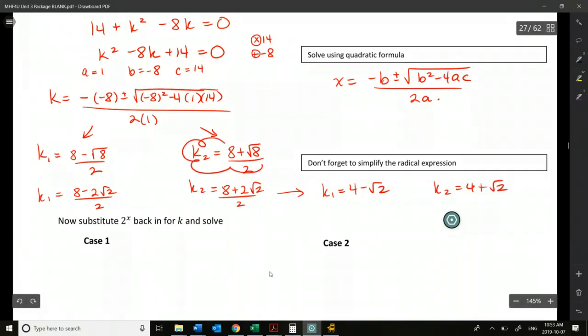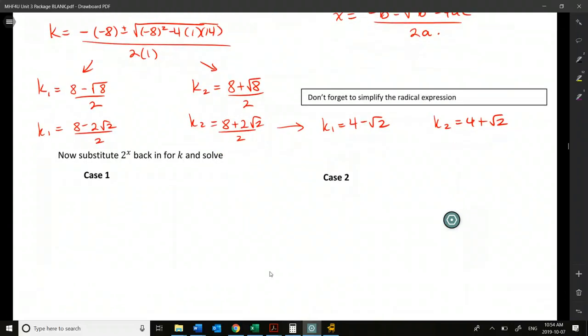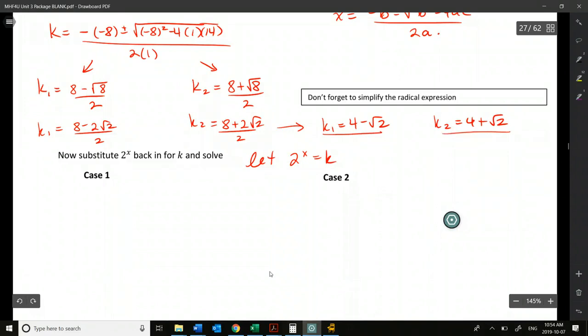If you can get here, you can solve it, okay? I'm not super concerned with you getting all the way over to here. It's good practice to be able to do this. But either way, we're going to sub one of these two expressions back into our let statement. So remember, above, we let 2 to the x equal k. I found my k's here. Now I need to find my x's. So I need to sub both of these back into my let statement. Okay, so either 4 minus root 2 is going to equal 2 to the x, or 4 plus root 2 is going to equal 2 to the x.